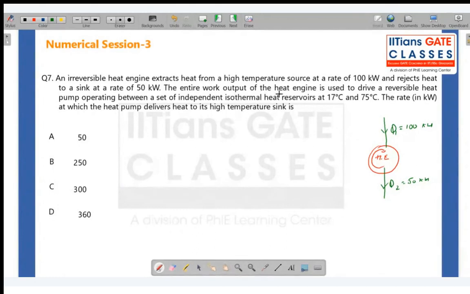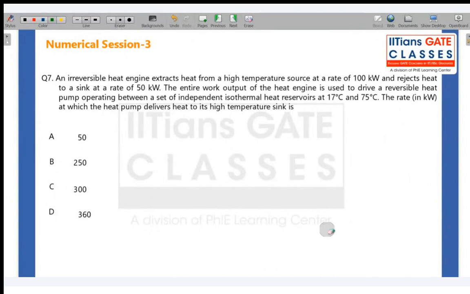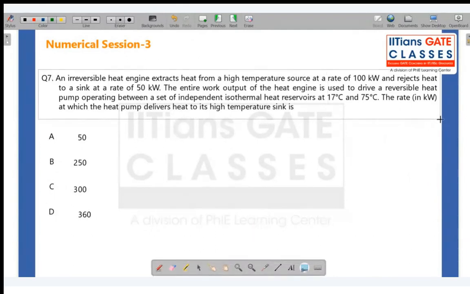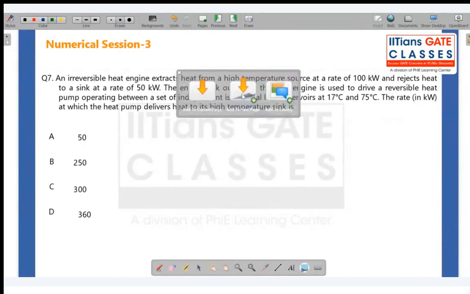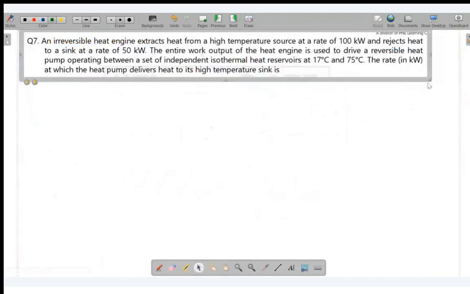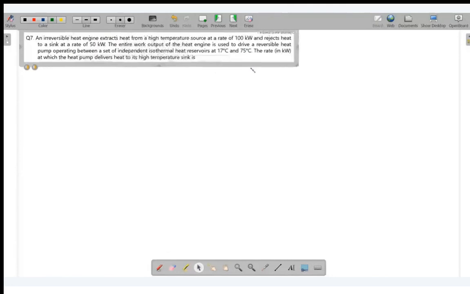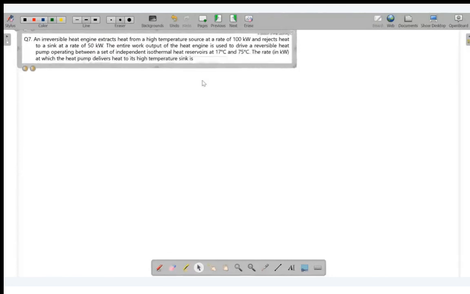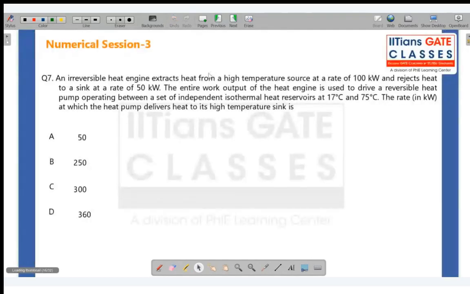The entire work output of this, okay, so I need a bigger space here. I did not see this question coming anyway. So I need this, okay. Now you see, this one.